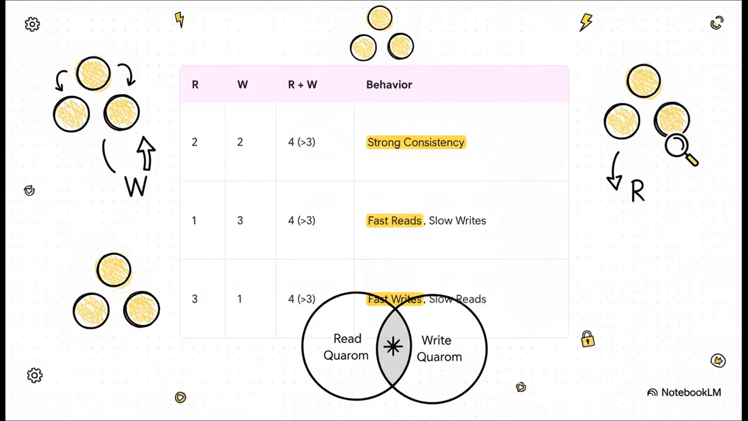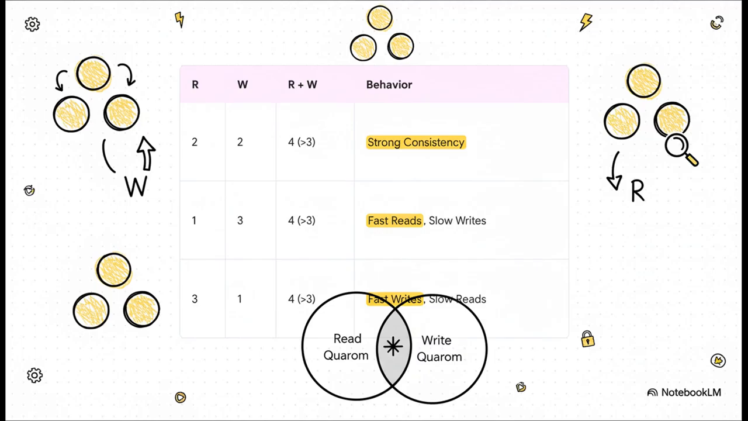So we have N, a replication factor, which is 3 in this example. Then we define two more numbers, W, the write quorum, and R, the read quorum. W is how many replicas must confirm a write for it to be considered successful. R is how many replicas we need to hear from for a read to be successful. The magic rule is R plus W greater than N.